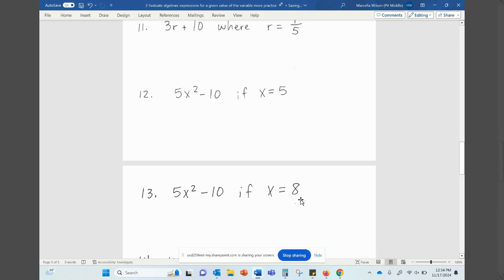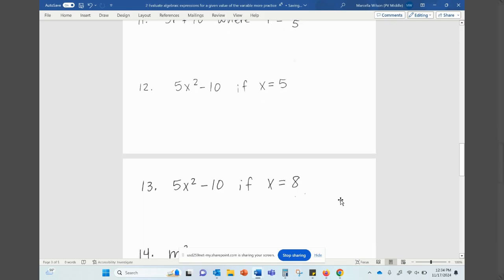12, we have 5x squared minus 10 if x equals 5, or 5x to the power of 2 minus 10 if x equals 5. So I'm going to replace the x with 5. So I got 5 squared minus 10. Now, you do have to do order of operations. If you're using your calculator, it will do order of operations for you. If you're not, then always make sure you do exponents first, okay? There's a parentheses there, but there's nothing inside the parentheses except for one number. So you're going to use this exponent first.